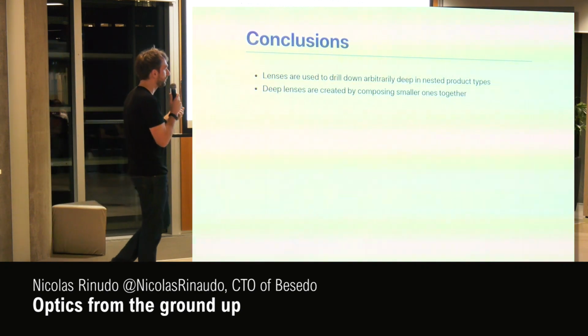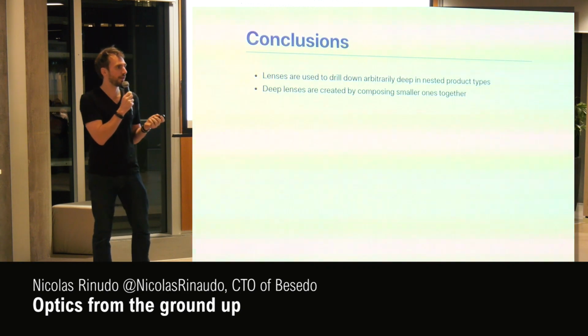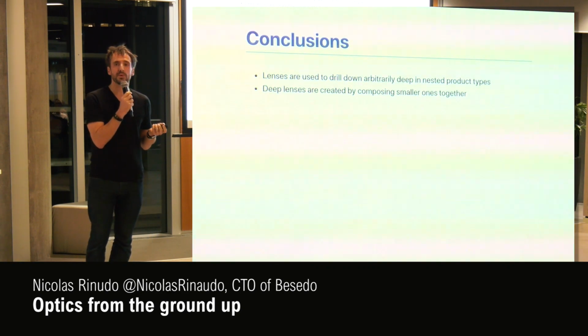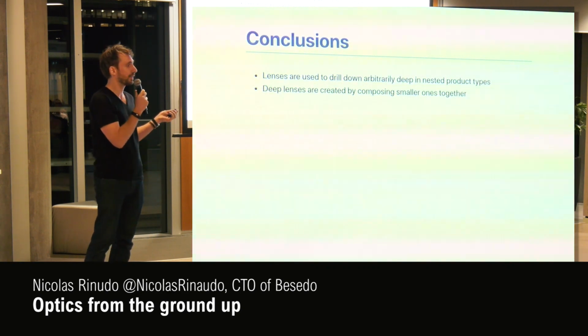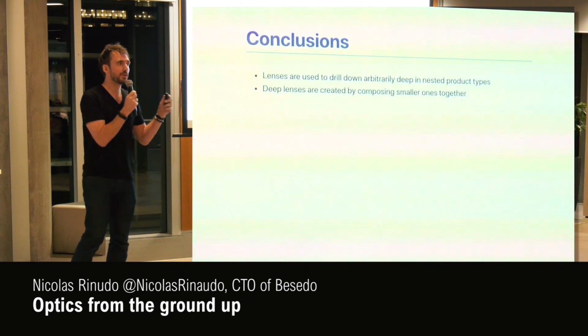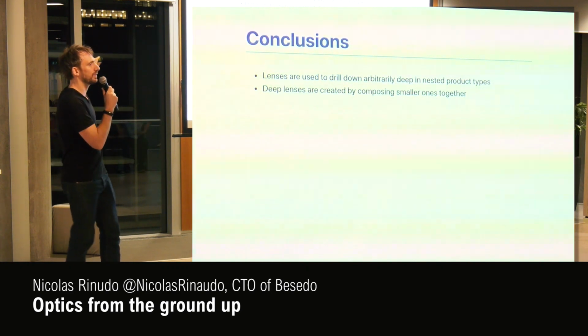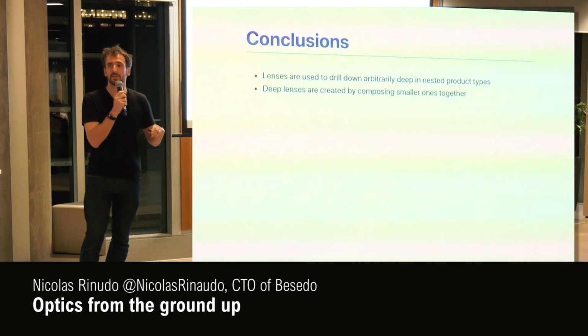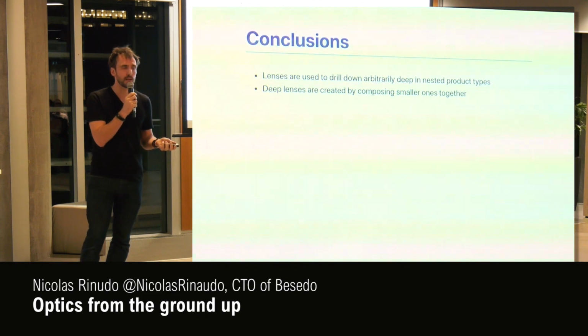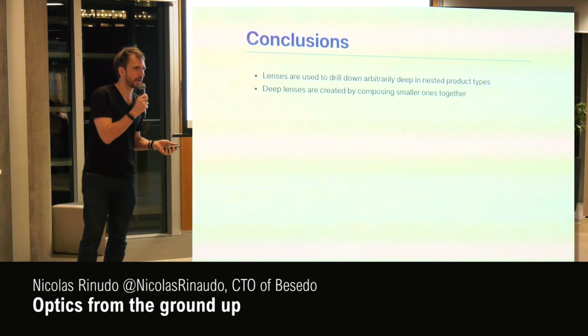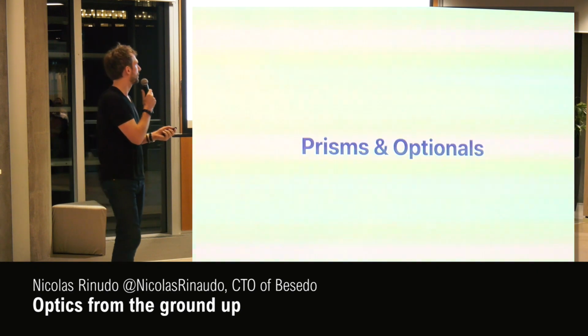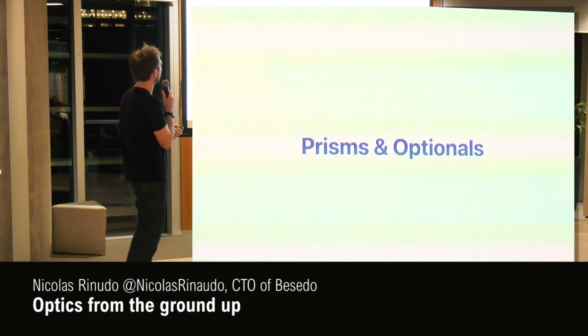So that's the end of the first part of this talk. It would be a good point, a good time to ask questions about lenses, because I'm going to assume that everything we just said is understood before I tackle the rest of this talk. So is it clear to everyone? Apparently so. All right, Prism and optionals then.